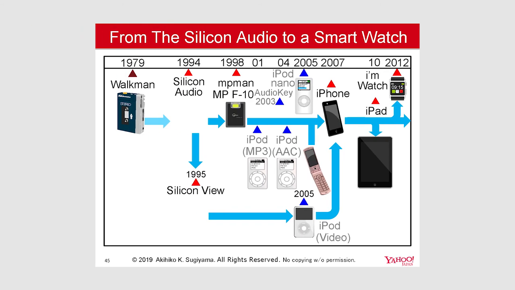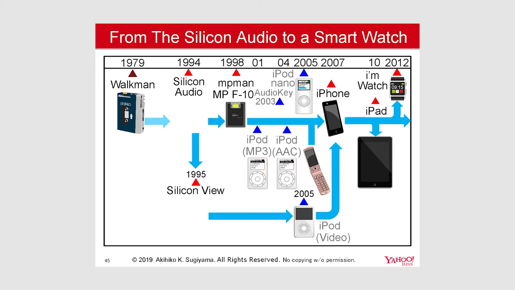First, there was a smart Walkman by Sony, released in 1979. And then it was completely digitized or semiconductorized in 1994 by our prototype called the Silicon Audio. We also introduced its video version in 1995 as Silicon View. And then there was a first commercial product, MP-MAN, model MP-F10. And then iPod came up in 2001 based on MP3 technology. And then in 2004, iPod AAC version, but still it was not all solid state, as I mentioned. And then in 2005, this was the first all-solid-state audio player by Apple, that's iPod Nano. And then there was a video version of iPod in the same year, 2005.